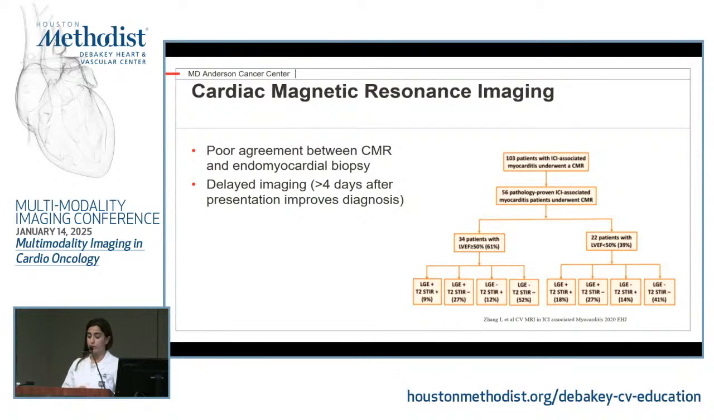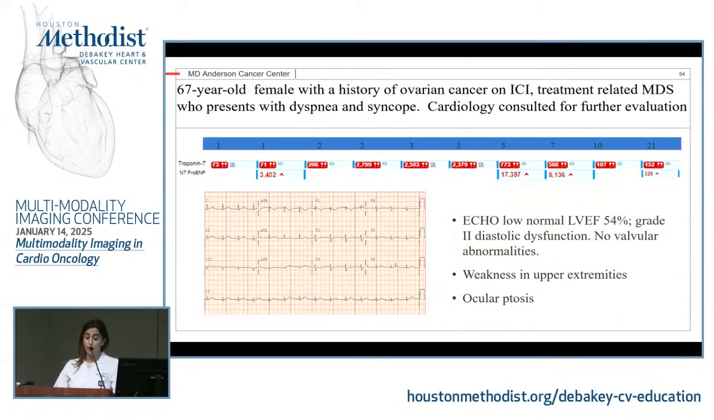There's very poor agreement between CMR and endomyocardial biopsies very early in the disease process. And this is a time-sensitive diagnosis. You want to catch it early and treat it early before the patient decompensates. Our data is in agreement with Zhang's group. They had one of the largest studies published, which showed a very poor association between CMR and endomyocardial biopsies. So as we know it, every patient with ICI myocarditis gets biopsied in our hospital early on.